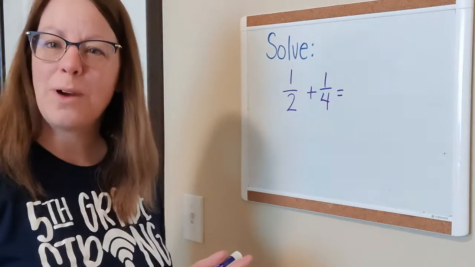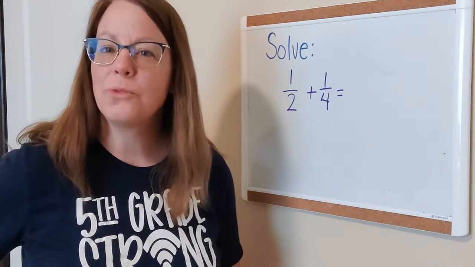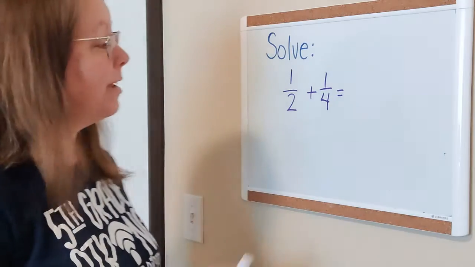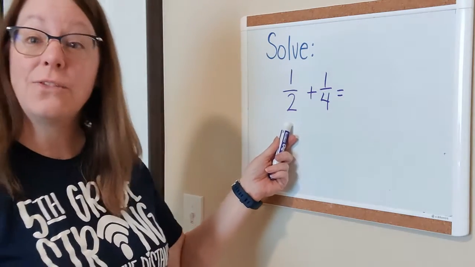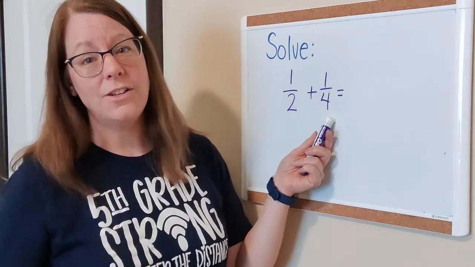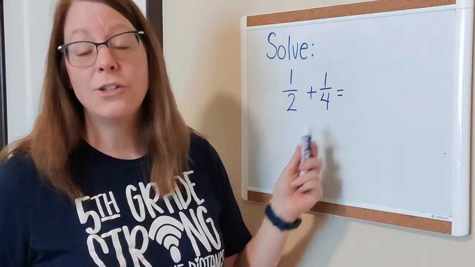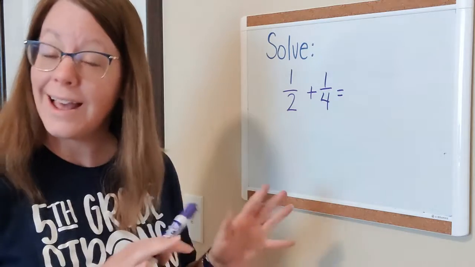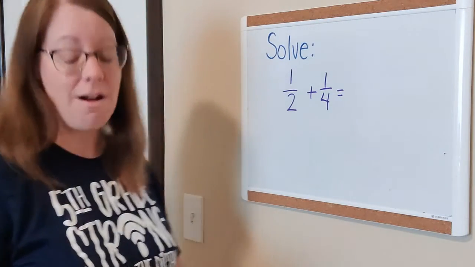So let's start with this problem. 1/2 plus 1/4. You probably noticed right away they have different denominators. Here we have something that's divided into 2 equal parts, and here we have something that's divided into 4 equal parts. So right away you're saying we cannot add those, and you are correct. We cannot add them as they are.